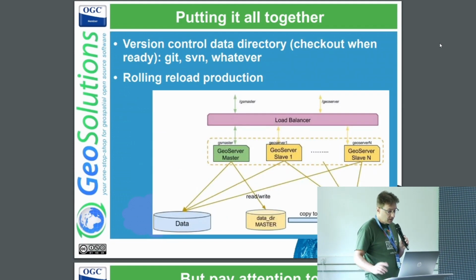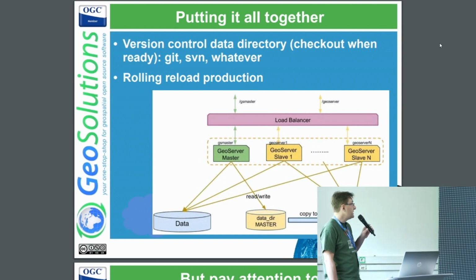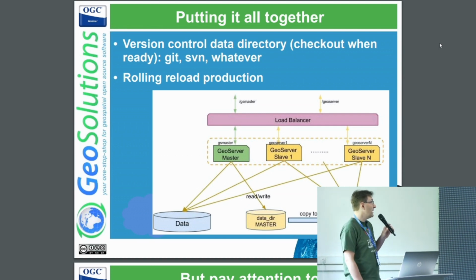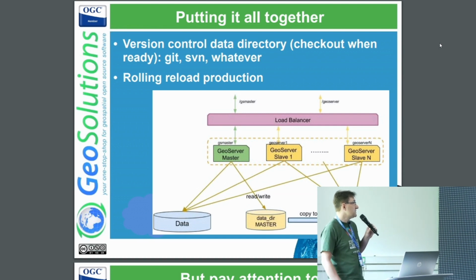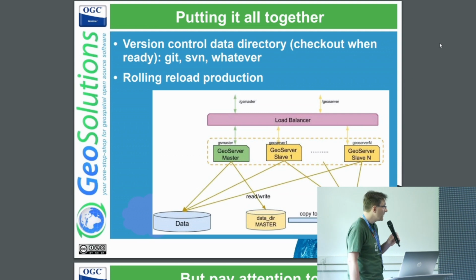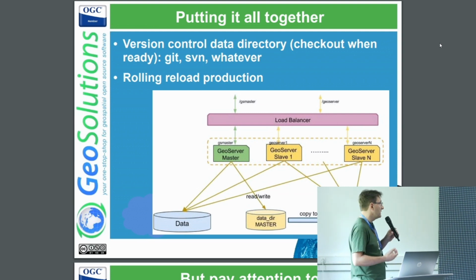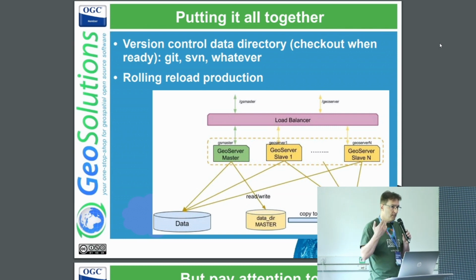So this model is simple, has no moving parts when it comes to clustering, and it's the use case that we use the most. In putting things together, we typically version control the data directory. So we have a checkout in the back office where everything gets configured as needed. It might take whatever time it takes. Then you commit, check out in the production environment, rolling reload, there you go. You have your new configuration, which, as I said, has been properly tested and evaluated before making it available to end users.